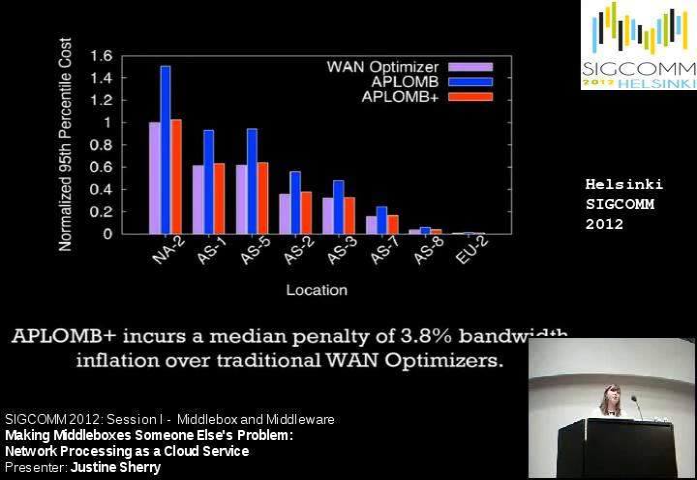It's worth noting that much of the enterprise traffic today does not go over WAN optimizers already. It goes to and from web services or other cloud services. This traffic is not going through a WAN optimizer today, but it would go through some compression with APLOMB Plus. For this fraction of the traffic, we would see a performance benefit, but unfortunately we didn't have the traces to evaluate how much.